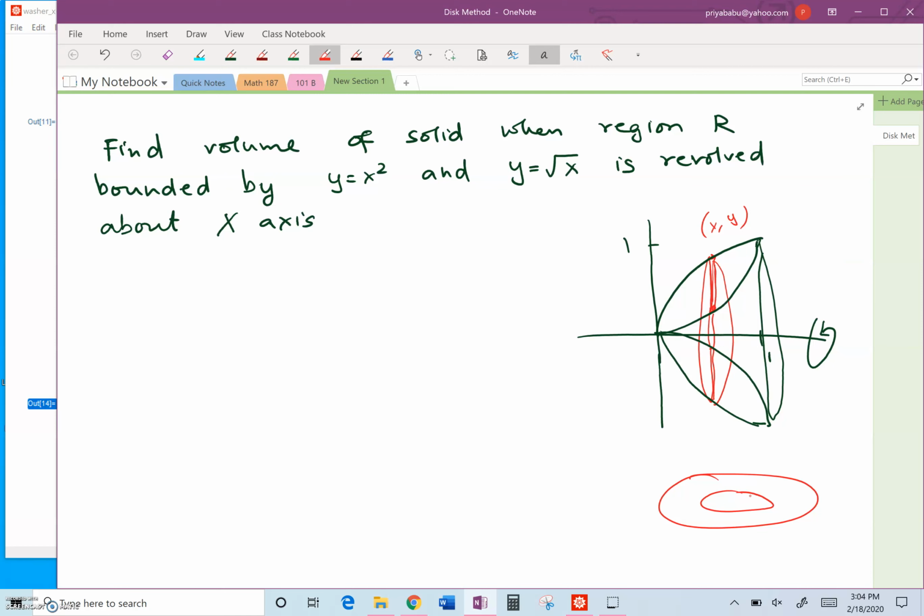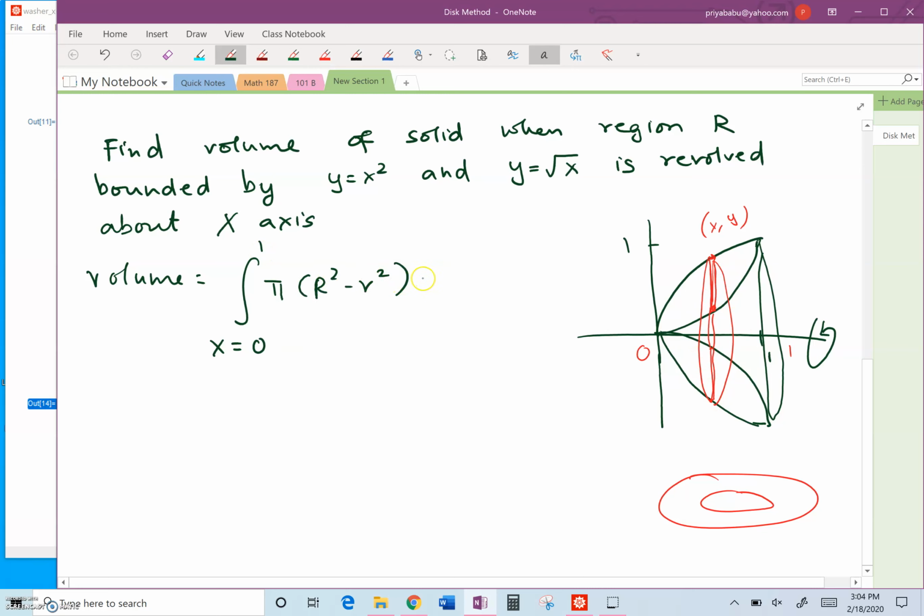So we're going to write an expression for the volume of the washer and continuously add it from 0 to 1. So volume equals, continuously add in the direction of x. x goes starting from 0 to 1. We're going to add the volume of the washer, which is pi (R squared minus r squared) times the extremely small width of the washer, which is going to be dx.